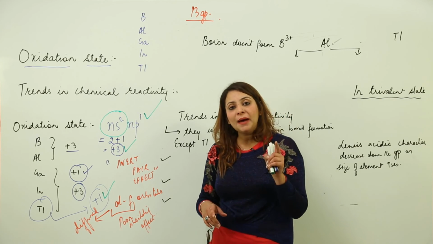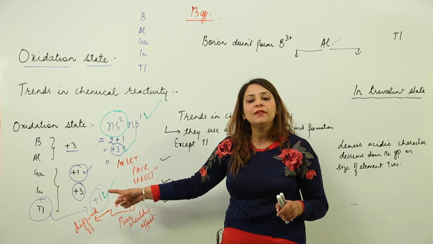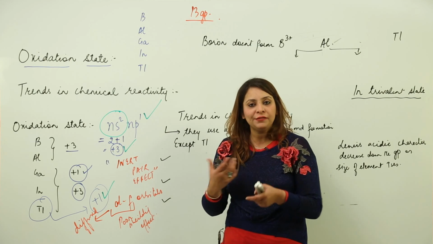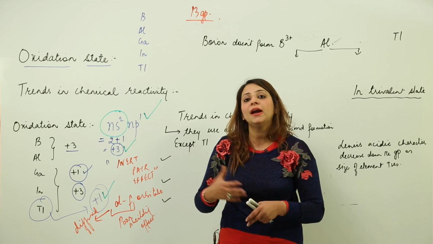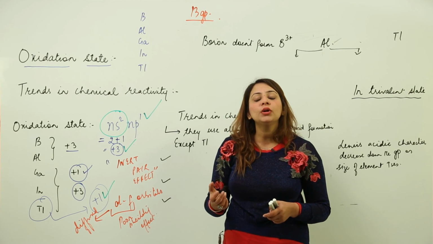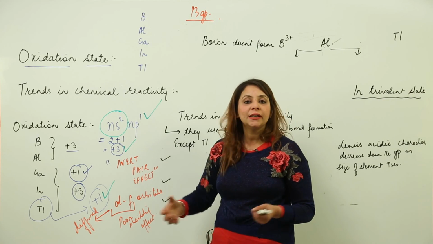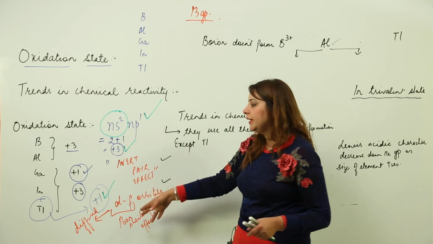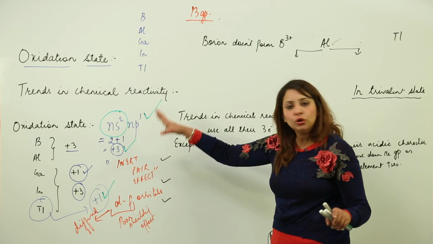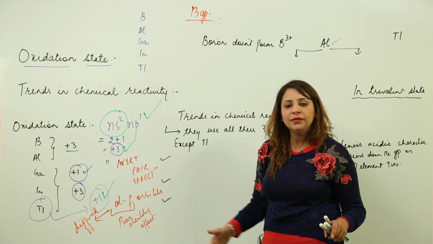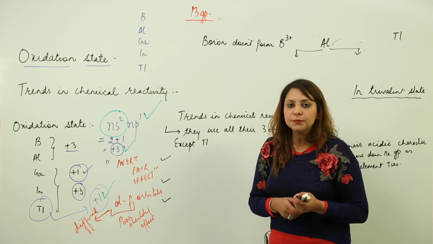And it is seen maximum for the heavier ones, because the heavier ones have more d and f filling, so that means they show the poorest shielding effect, and therefore the nuclear charge is actually more in them. So that is the reason these electrons are held more tightly. I think you got it: though they show the +3 oxidation state, for the heavier ones the +1 oxidation state becomes more stable.